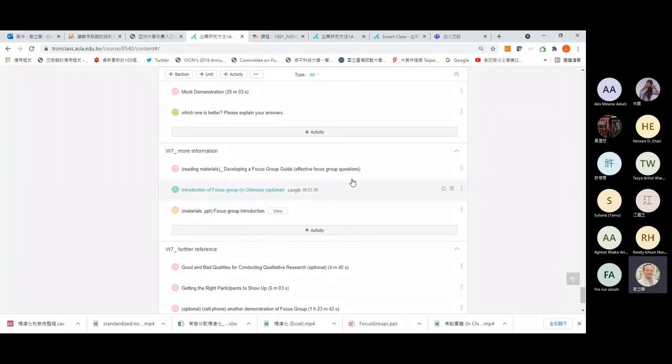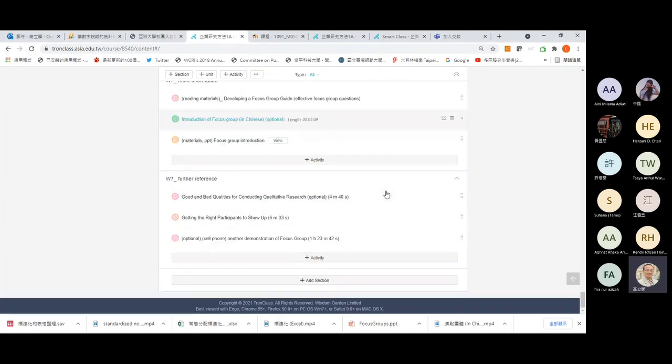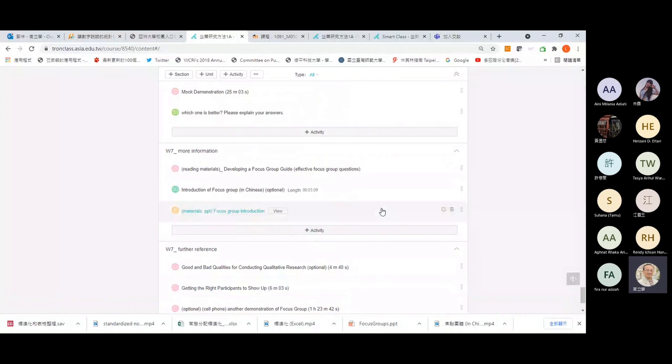Okay, and I think I introduced all the materials here. Okay, this one is for Taiwanese students, this one is like 5 minutes. Let's explain in Chinese. You can have a look.